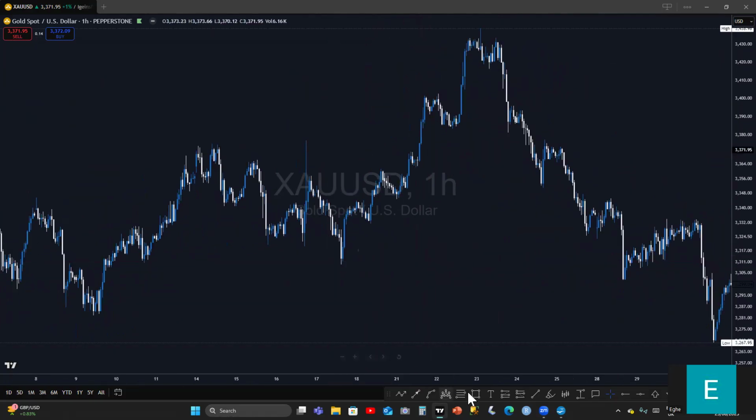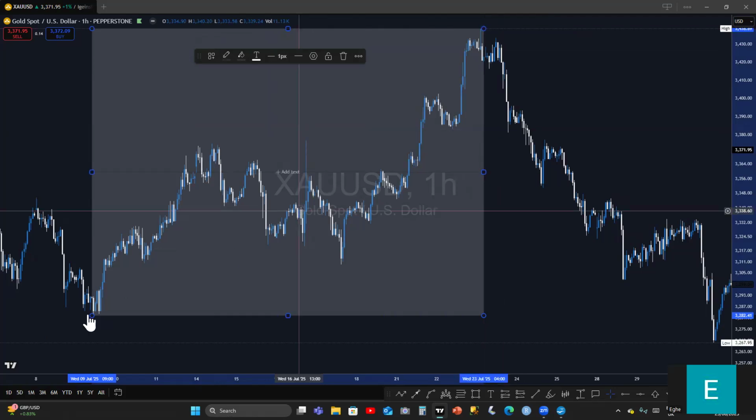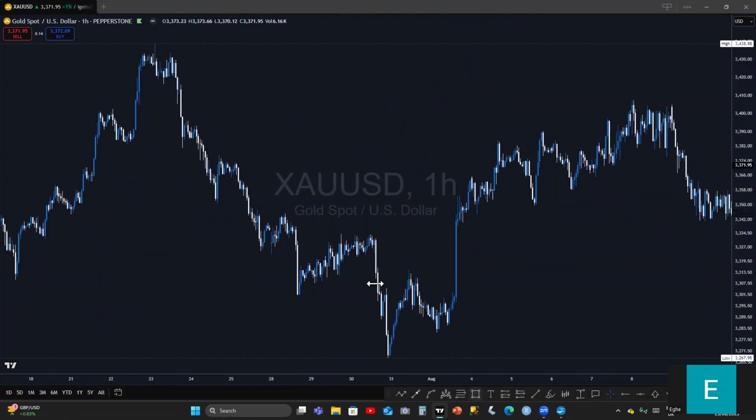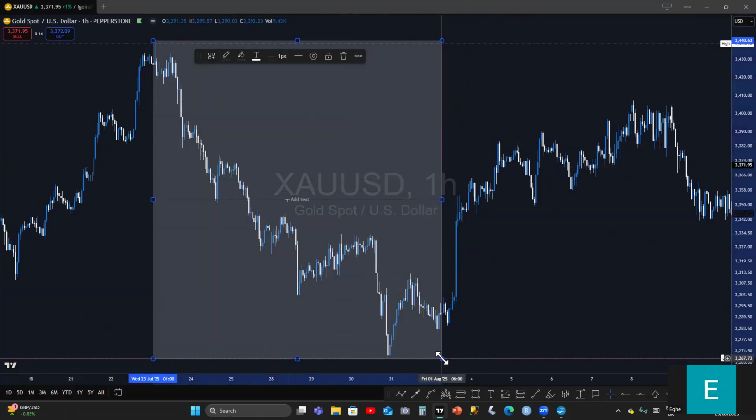So let's say, for example, from here up to this point, this is what? This is a bullish trend because price is breaking structure to the upside. All right. Now from this point up to this point, this is a bearish trend. Price is breaking structure to the downside.